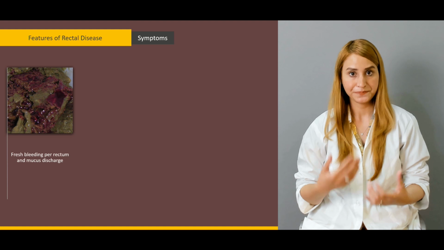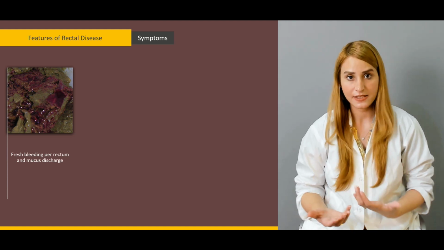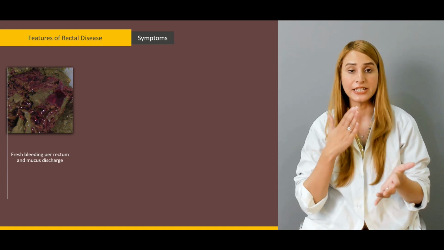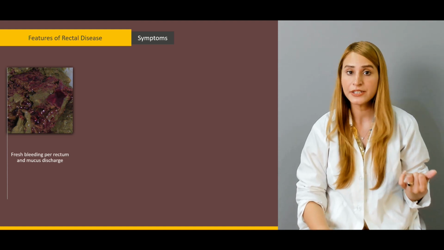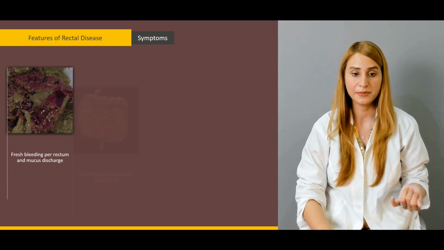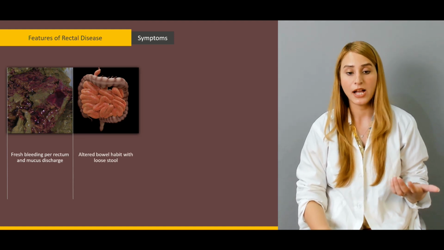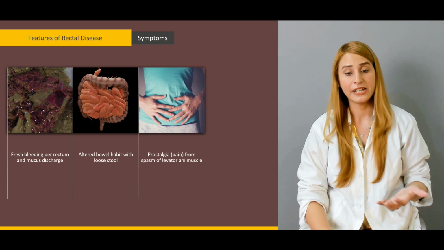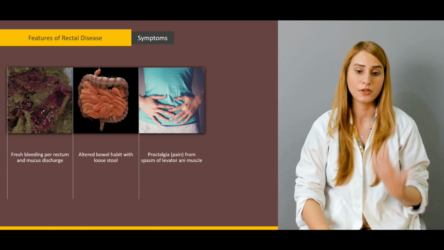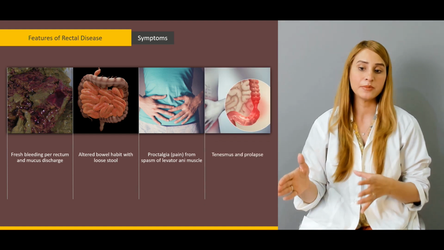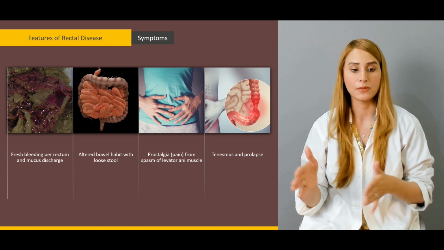A patient is coming to you with typical symptoms. What are the symptoms that will actually give you a clue about rectal disease? A patient can complain of fresh bleeding per rectum and mucus discharge. A patient can complain of altered bowel habit with loose stool, or there can be proctalgia, which is basically the pain from the spasm of the levator ani muscle, and there can be tenesmus and prolapse. We will be discussing the symptoms one by one.